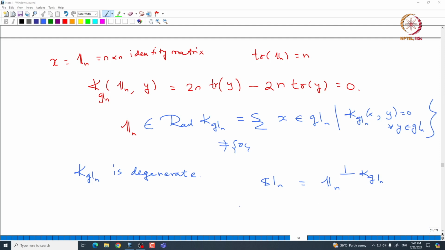So, basically what is SLN? SLN is those x in GLN such that the kappa of GLN of identity n comma x is, oh sorry, this is not the, oh SLN is the orthogonal complement of the usual form. Okay, I need some editing here. So, this part should be cut.